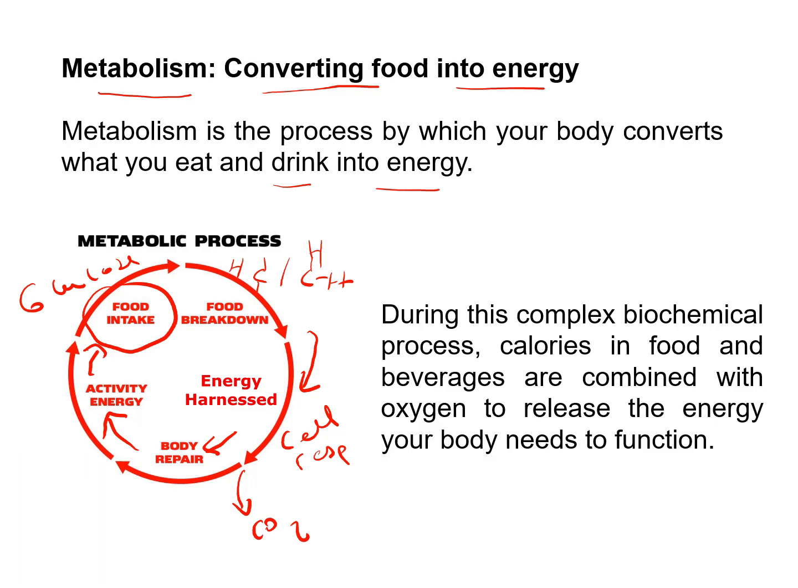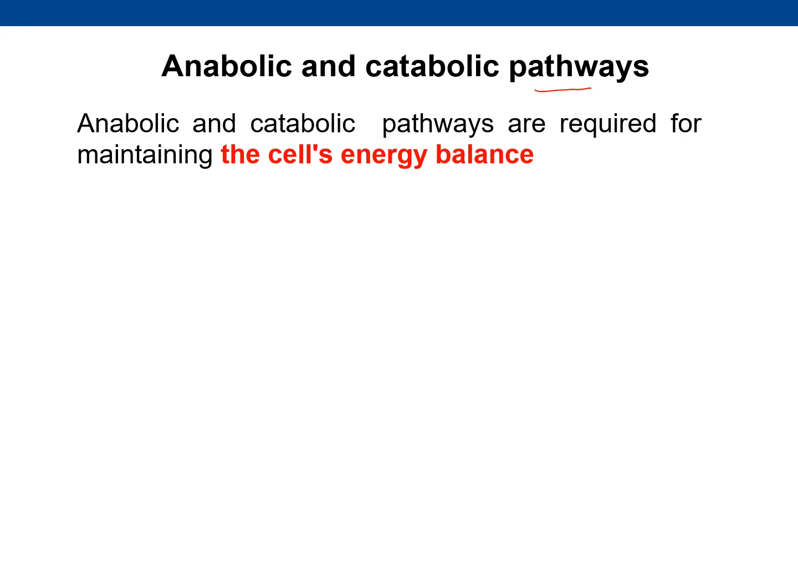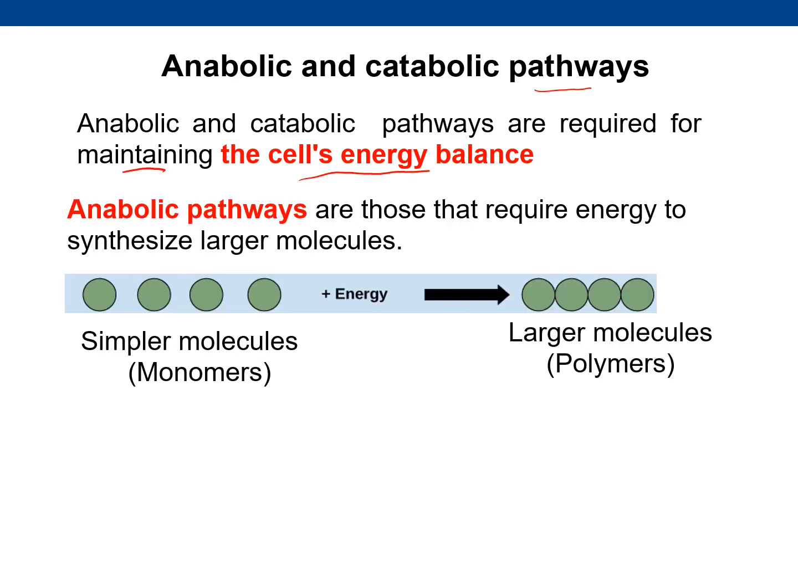And here we are going to talk about the different complex biochemical processes. We are not only going to talk about respiration, we're also going to talk about photosynthesis, and about the different enzymes that do this type of work. Now I'm going to talk about anabolic and catabolic pathways that are fundamental to understand metabolism. Both are required for maintaining the cell's energy balance.